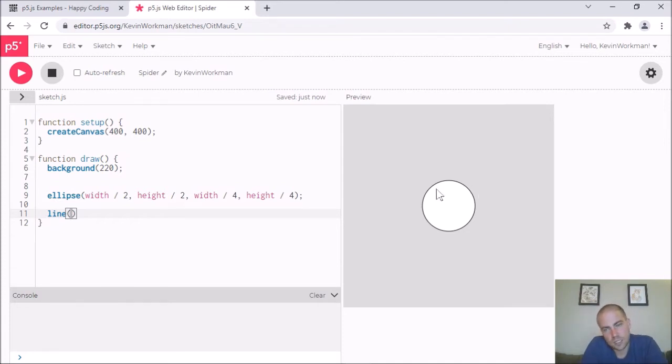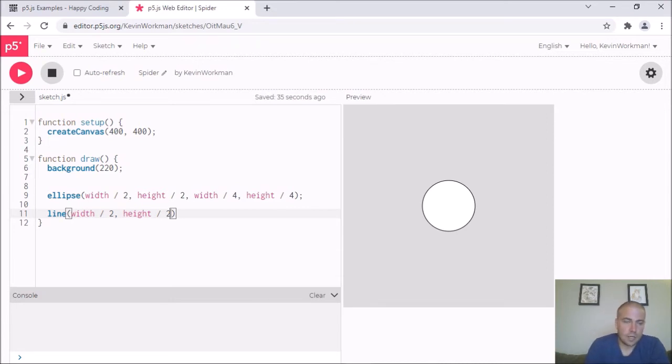So I'm debating how smart I need to be. If I have a line, do I need it to start right on the edge of the circle, or can I cheat a little bit and start my line actually right in the middle of the circle since I know where that point is? And I think I can get away with that actually. So I'm going to start my line at width over 2 and height over 2. So that's the dead center of the canvas, which is the center of my spider face.